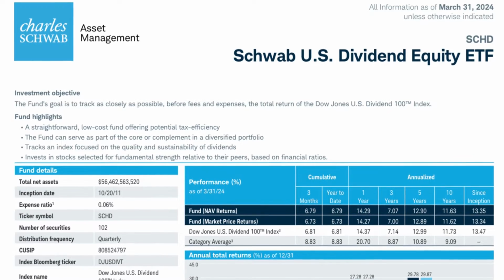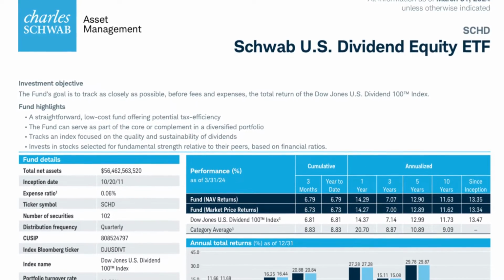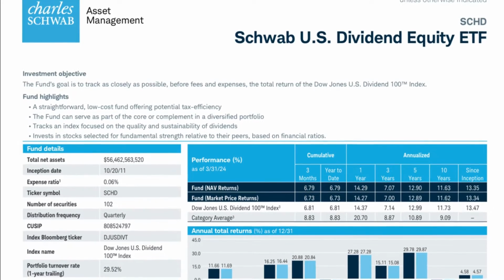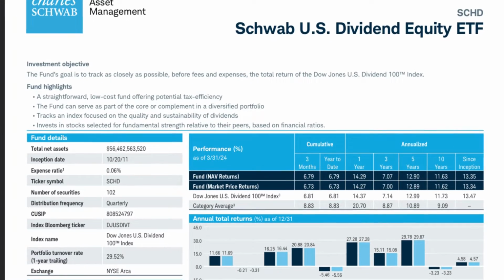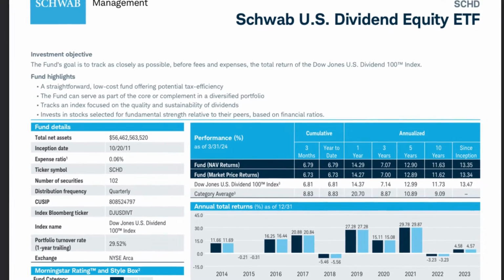SCHD aims to track the performance of the Dow Jones U.S. Dividend 100 Index, which is an index focused on the quality and sustainability of dividends. It invests in stocks selected for fundamental strength relative to their peers, based on financial ratios, typically characterized by higher dividend yields in the US stock market compared to the broad index.